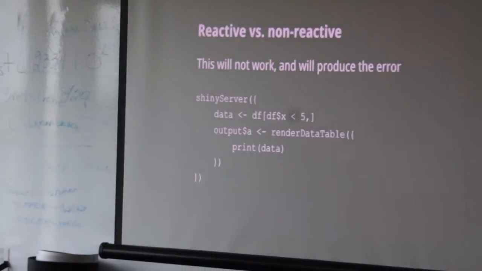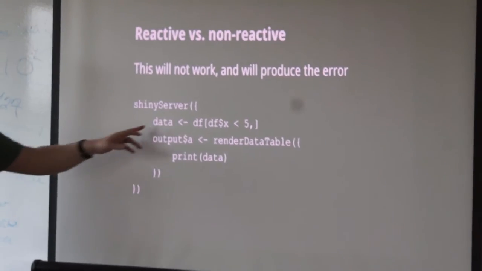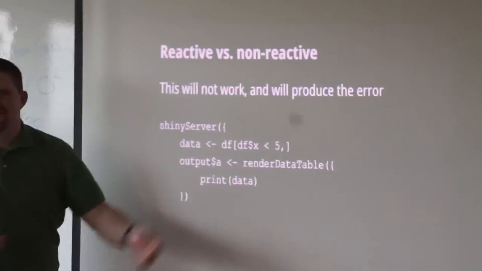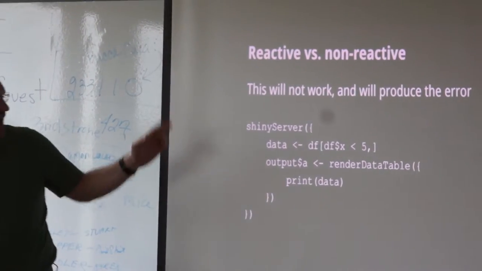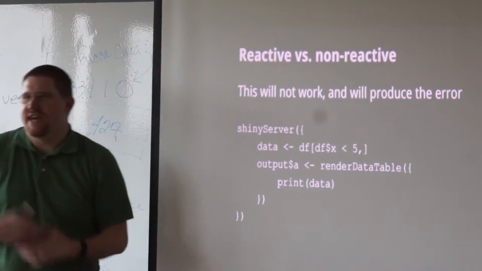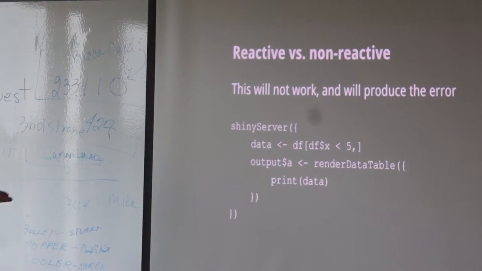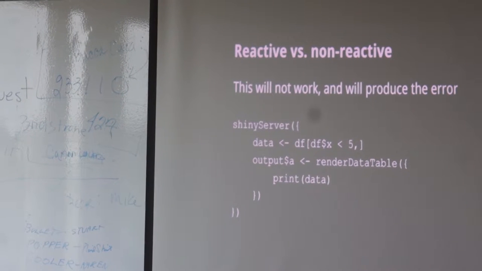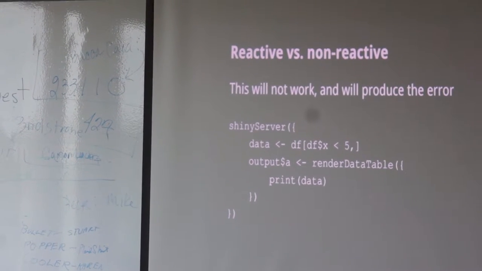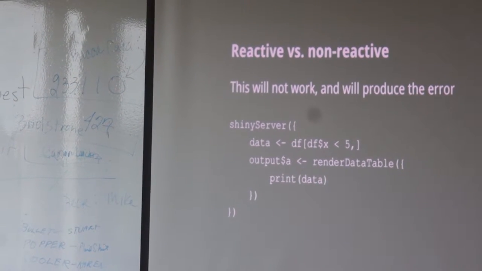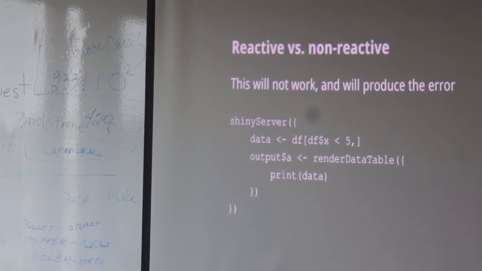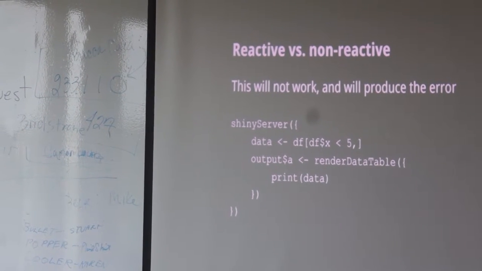Let me just show the example because it makes more sense this way. So here's my Shiny server. Let's say I have a data frame and I want those with x less than 5. So I try to do that, and then I'm going to just print that data table. If you do this, it's not going to work. That's because that data assignment, df, all that stuff above the output line, is not within a reactive expression. It doesn't know how to do that.